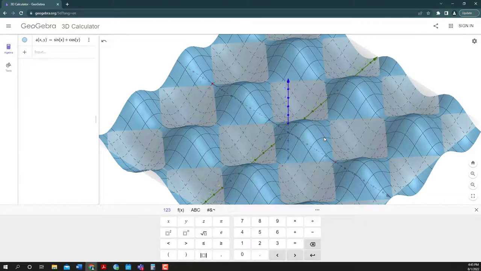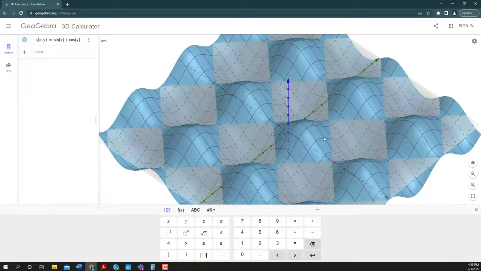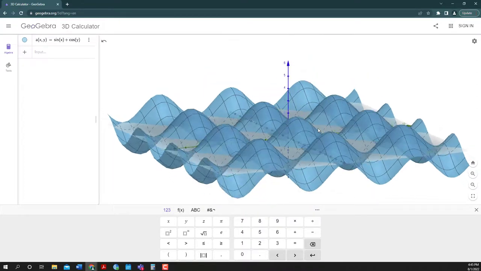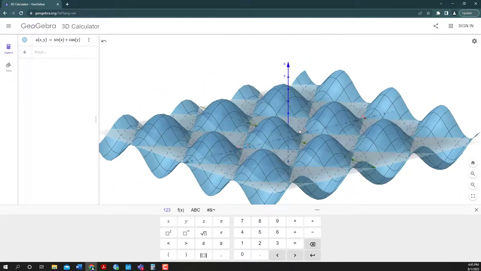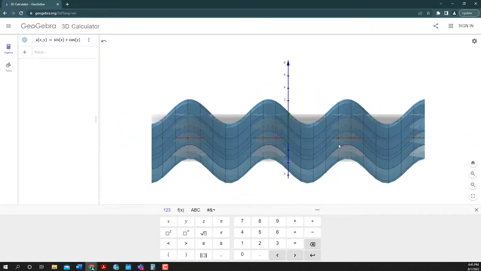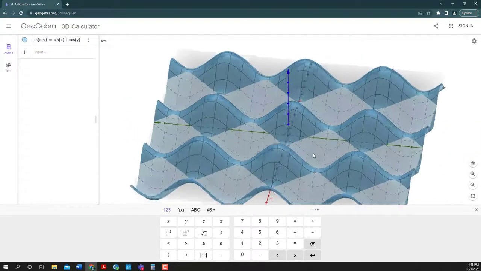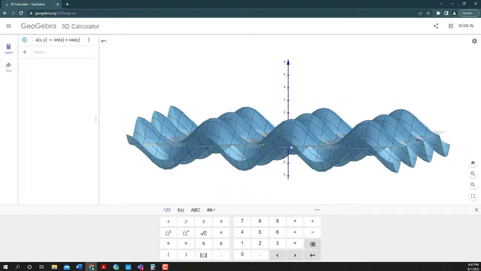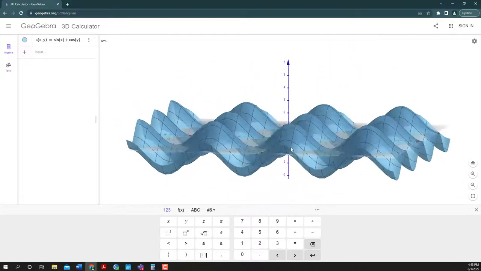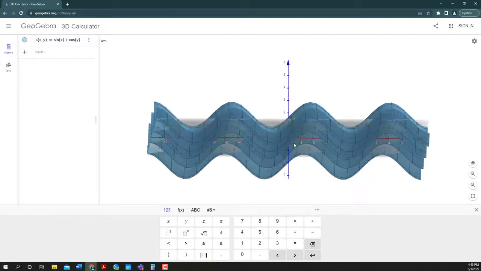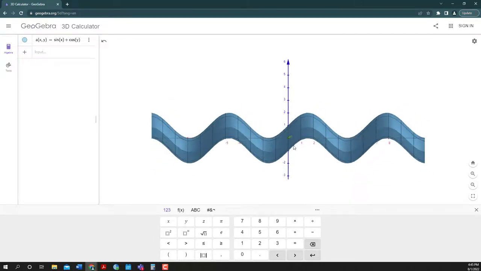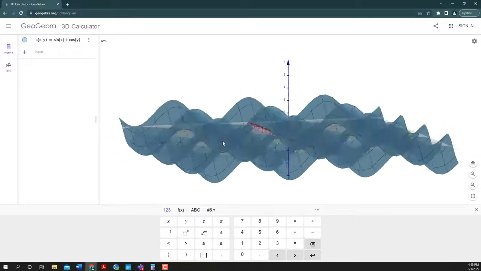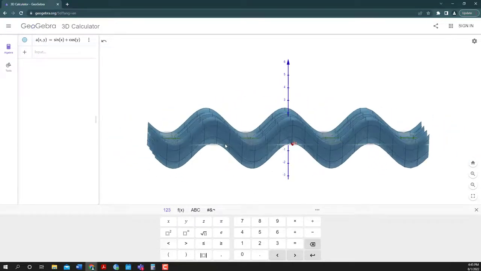Again, your book just looks at a very small piece of this plot, whereas here in GeoGebra we can see that this pattern would keep on extending out and out. Here you can move it around and get a feel for what this looks like. It's not surprising when we look at this one that we see that pattern repeated. That's what we would expect from cosine and sine. We can move this around and see exactly what that looks like. All right, and then let's look at one more.